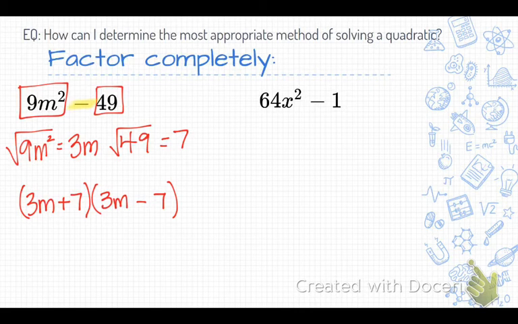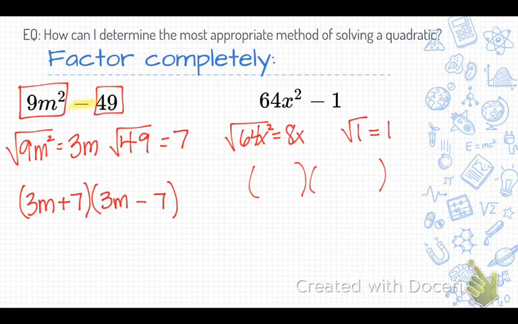Now, for the second one, can I take the square root of 64x squared? Yes. What is the square root of 64x squared? 8x. Awesome. What about the square root of 1? It's positive 1. Good. So that means I had 8x and 8x, 1 and 1, plus or minus. Okay? Do you remember this?